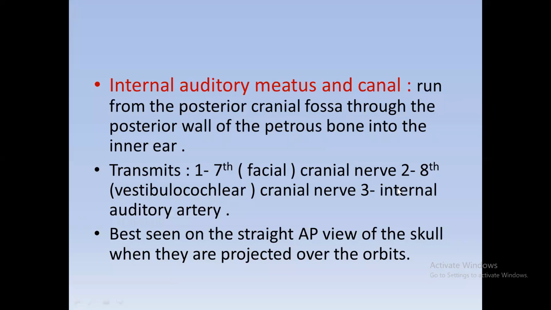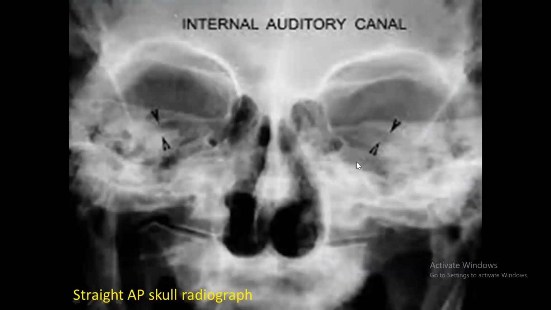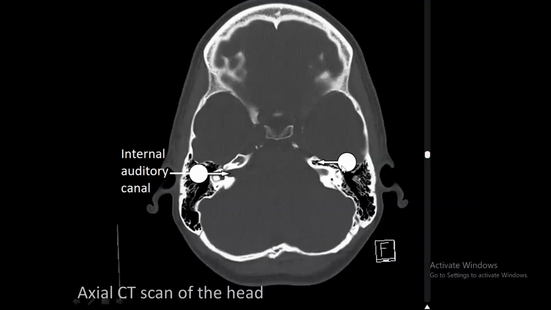Internal auditory meatus and canal run from the posterior cranial fossa through the posterior wall of the petrous bone into the inner ear and transmit the facial cranial nerve, the vestibulocochlear cranial nerve, and also the internal auditory artery. Best seen on the Stenvers AB view of the skull when they are projected over the orbits. This is the view of the skull that shows the internal auditory canal. And this is an axial CT scan of the head in which you can see clearly the internal auditory canal.